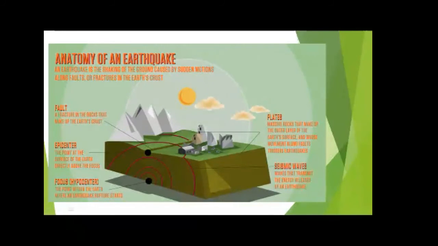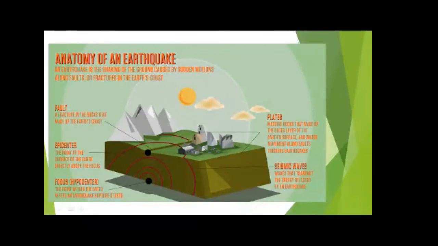These are massive rocks that make up the outer layer of the Earth's surface, and their movement along a fault triggers an earthquake. Faults are basically cracks between these plates on the Earth's surface and within the Earth. So it is a fracture in the rocks that make up the Earth's crust. This is the fracture, and that is called the fault. And these are the plates of the Earth.